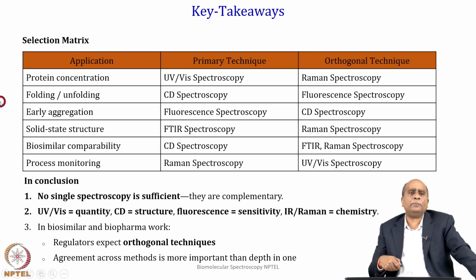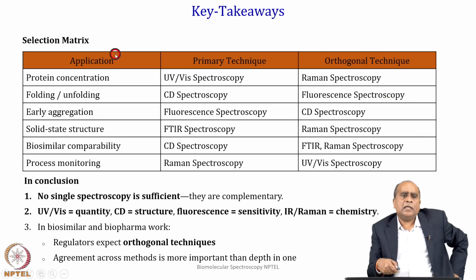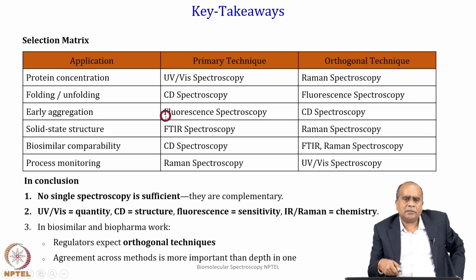So, let us sum up. If I want to do protein concentration, UV-visible, the orthogonal technique is Raman. If I want to study folding and unfolding, CD, the orthogonal is fluorescence. If you want to detect early aggregation, the good technique is fluorescence; you can also use CD. If I want to understand the solid state structure, FTIR is a good technique; you can also use Raman.